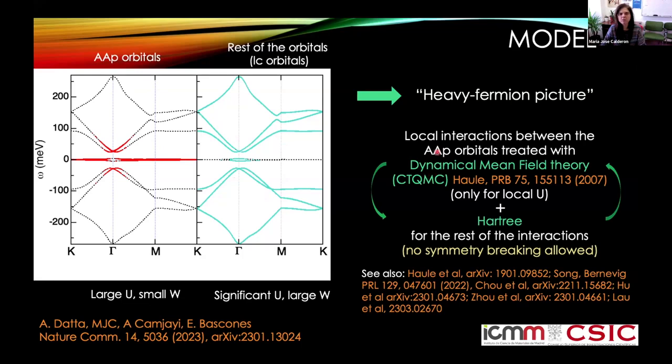And we do the self-consistency here using this impurity solver, continuous time quantum Monte Carlo by Haule. And then the rest of the interactions, these are all the other interactions between the AAP, within the LC orbital section, and also between AAP and LC, are all considered at the Hartree level, and we do self-consistency here as well. Importantly, we don't allow symmetry breaking to occur so that we can get an idea of what happens without symmetry breaking. In all this, I'm introducing the density-density interactions. I'm not taking into account exchange and other terms that are smaller. They can be important for symmetry breaking, but here we are not taking them into account.